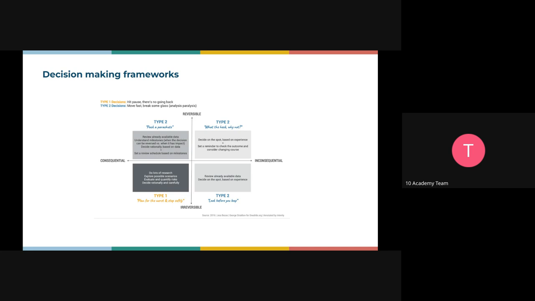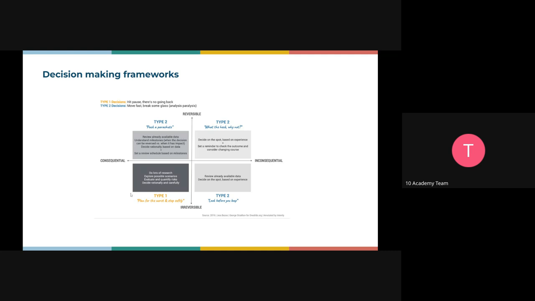So for type 1 decisions, he suggests for you to hit pause and think about it really well, because there's no going back once you make that decision. So with that, you have to do a lot of research before you make your decision. Take as much time as you can.